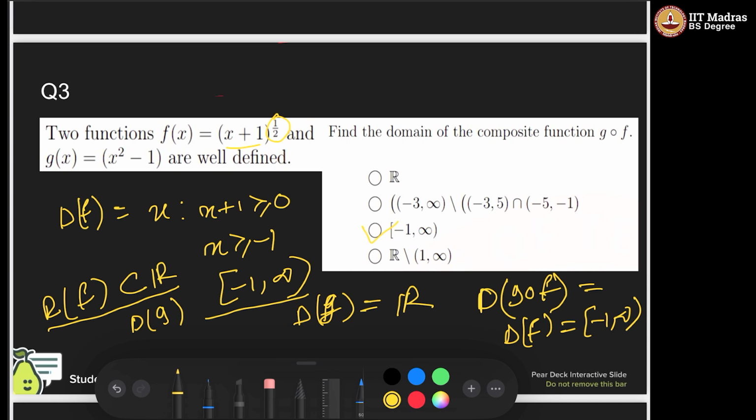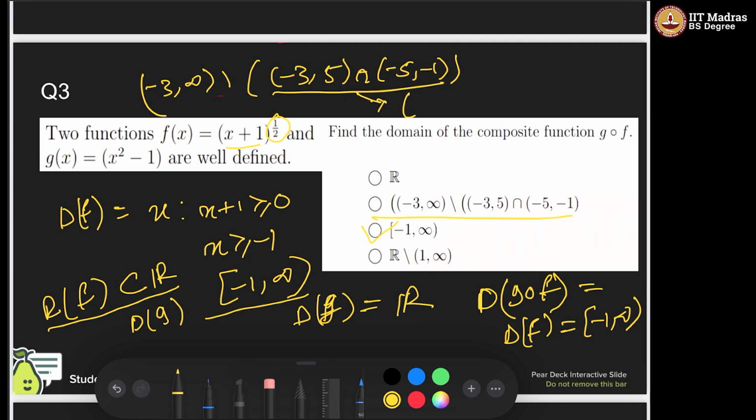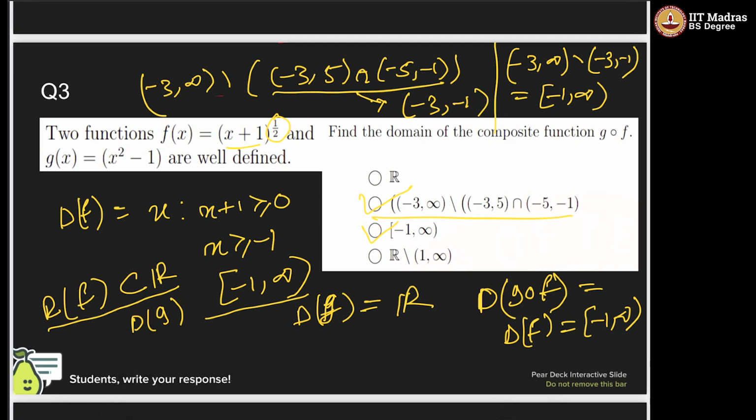Now, if we closely observe the second option, it is minus 3 to infinity intersection minus 5 to minus 1. So this interval will be minus 3 to minus 1, right? This will be equal to minus 3 comma infinity, minus 3 comma minus 1, which will be nothing but the closed interval minus 1 to infinity. So this is just equal to the domain of the function f. So the second and third options are both correct answers.